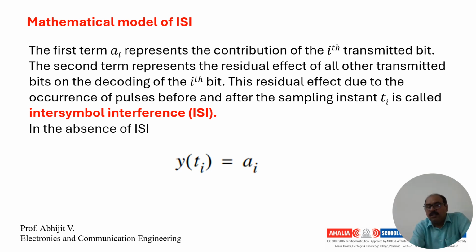So let's look into this derivation in detail. The first term, a of i, represents the contribution of the ith transmitted bit. The next term represents the residual of all other transmitted bits on the decoding of the ith bit. And this residual effect is mathematically defined as the intersymbol interference. So when you don't have any intersymbol interference, your output for the ith symbol, y_t of i, will be equal to a of i.